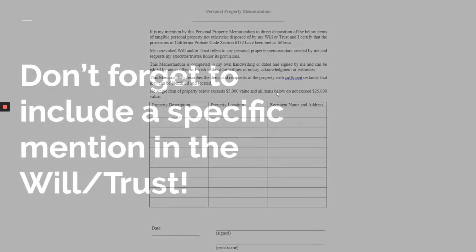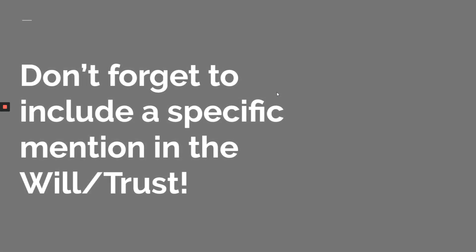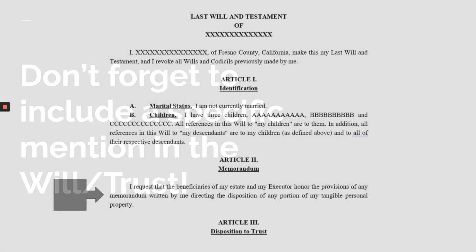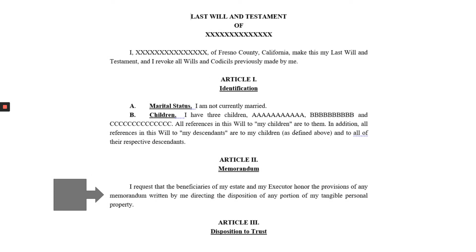So, really important point, we talked about having a specific reference in your will and trust. I want to show you what that looks like. This is an example of a will form that identifies a person and their family, marital status, kids. And then Article 2 right there says, I request the beneficiaries of my estate, my executor, honor the provisions of a memorandum written by me directing the disposition of my tangible personal property. And I'll mention there that it's any memorandum. So you don't have to have one, but if you do, you're just asking that your administrator of your estate and the beneficiaries just respect that.